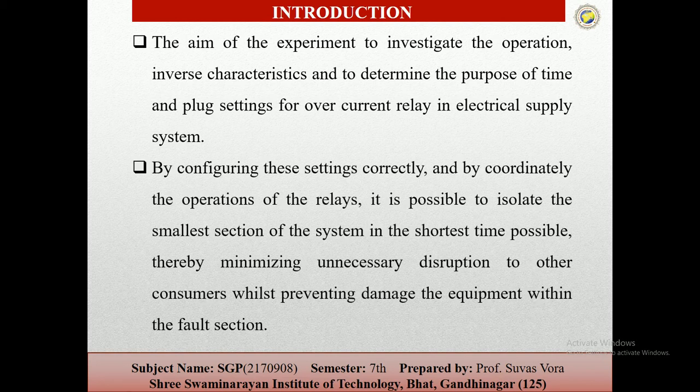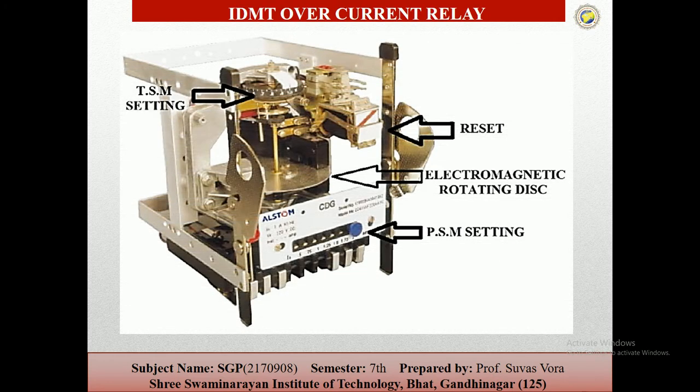These are the basic constructions. Now, with the configuration, by setting correctly and coordinating the operation of the relay, it is possible to isolate the smallest section of the system in the shortest time, minimizing unnecessary disturbance to the other consumers while preventing damage to the equipment within the fault section. So this one is the IDMT overcurrent relay.